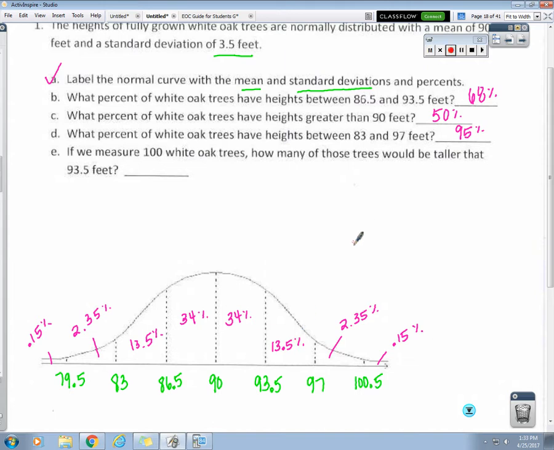And if you measure 100 of these white oak trees, how many of those 100 will be taller than 93.5 feet? Okay, well look, taller than 93.5 will be from this line and up. So what percentage does that add up to? 16%. But of 100 trees, how many trees is that? 16 trees. Okay, they didn't want to know the percentage. They wanted to know how many of the 100 would be taller, and 16% of 100 is 16 trees. Okay, page 17.